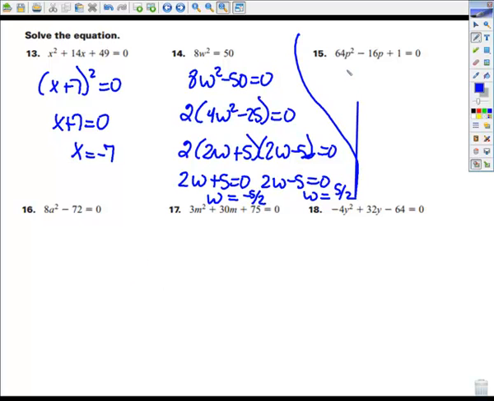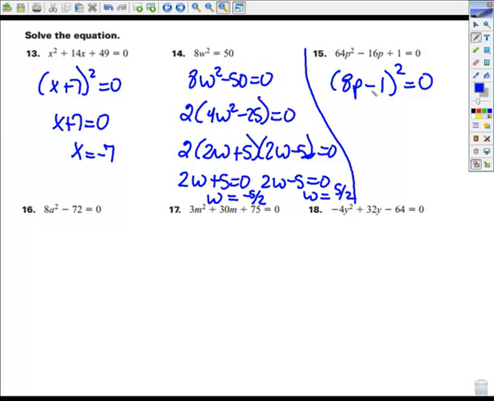Let's try this one. Perfect square trinomial. The square root of 64p squared is 8p. The square root of 1 is 1. I'm separating it with a subtraction sign because I have subtraction here in the middle. And so again, I still only have one factor that I need because they're the same. So I will add 1, divide by 8. So p is just 1/8.